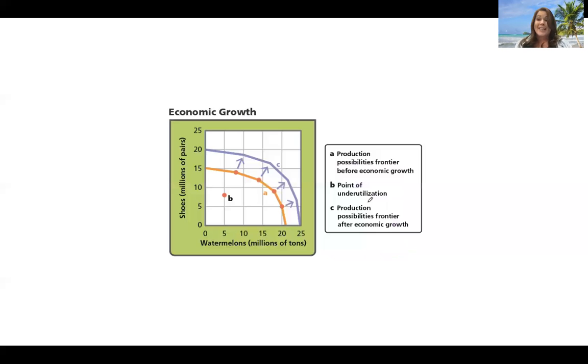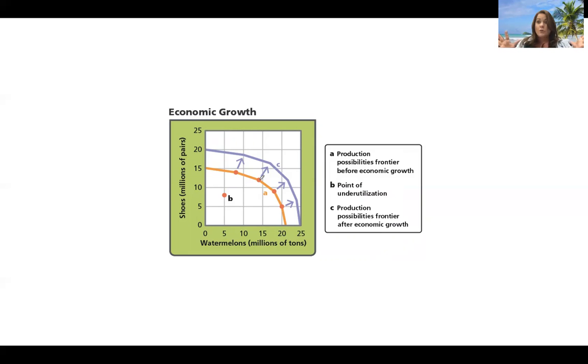And let's look at the last multiple choice. If I asked you, okay, this shift from this red line A here, it actually looks orange to me, to the blue line, it says purple, but it looks blue to me, C. So what is this outward shift indicative of? What does it mean about the economy?